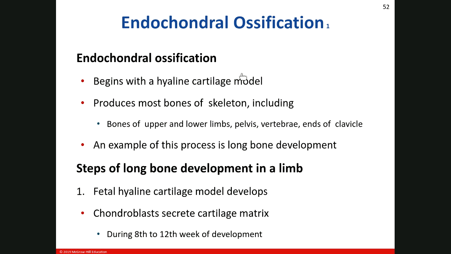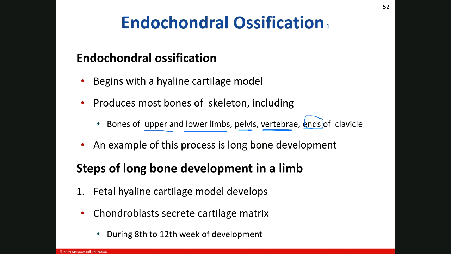So we're going to see this in most of the bones in our skeleton, except for the ones that we saw on the previous page. Long bones primarily, so a lot of the bones in the upper and lower limbs. Some of our regular bones, like the vertebrae, pelvis, and guess what? The ends of the clavicle, because the center of the clavicle is intramembranous. And I've seen that asked as a test question. So really commit that one fact to your brain today, that the center of the clavicle undergoes intramembranous ossification while the ends of the clavicle undergo endochondral ossification. It's a really good test question.